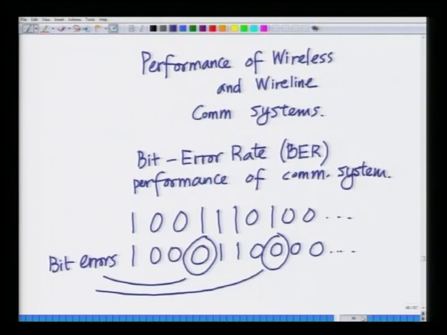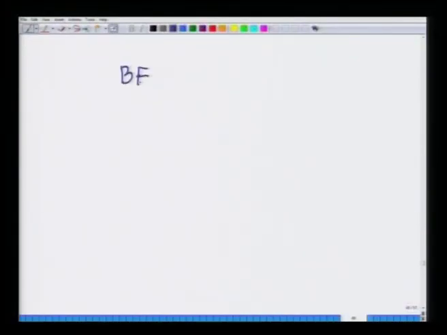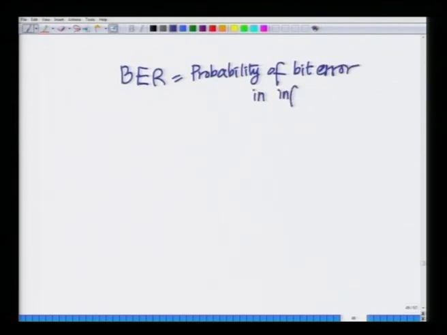These are the bit errors, and the rate at which these bit errors occur, or the probability at which there are bit errors in the information stream, is known as the bit error rate. So, bit error rate is simply the probability of bit error in the information stream.